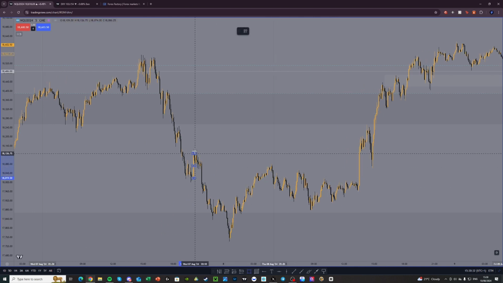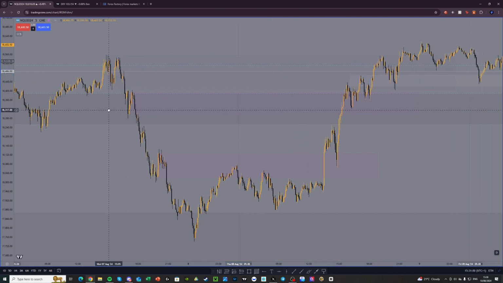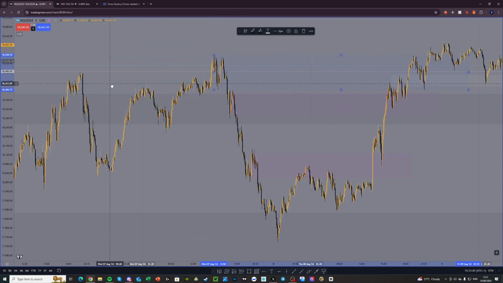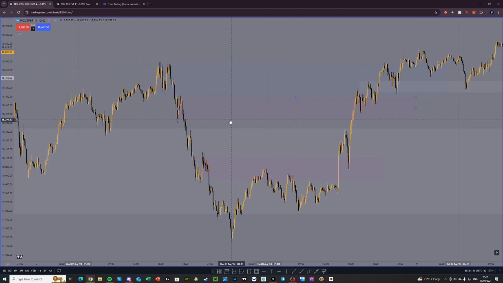Now, coupled with what I'm about to talk about now is what makes this such a powerful setup. So if you're familiar with ICT concepts or market maker models, then you'll know what this is. So this is a market maker buy model. Actually, let's make it blue. I'm just going to get rid of this fair value gap for now.